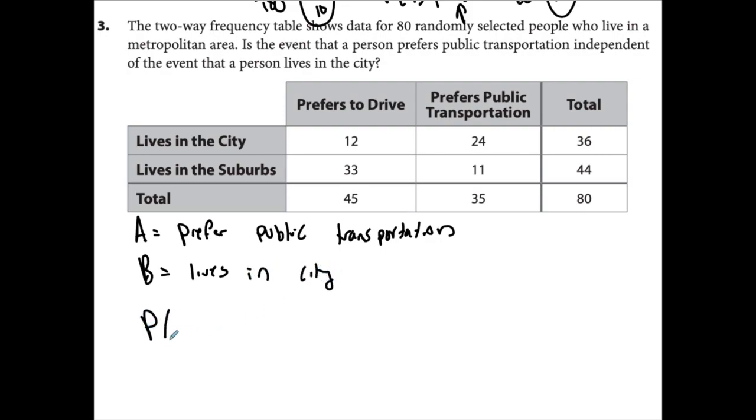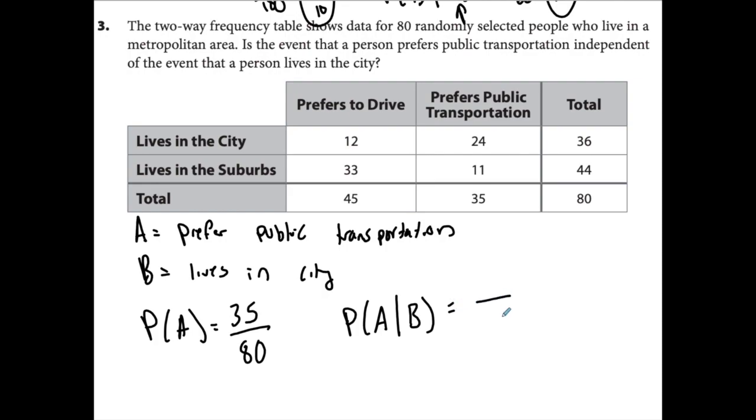So what's the probability that a randomly selected person prefers public transportation? Well, there are 35 people that prefer public transportation, and there are 80 people who were sampled, so that's that. Now, what's the probability that someone prefers public transportation given that they live in the city? If the fact they live in the city has no impact on the fact they prefer public transportation, then this probability should be equal, and that would tell us that they were independent, at least that direction.